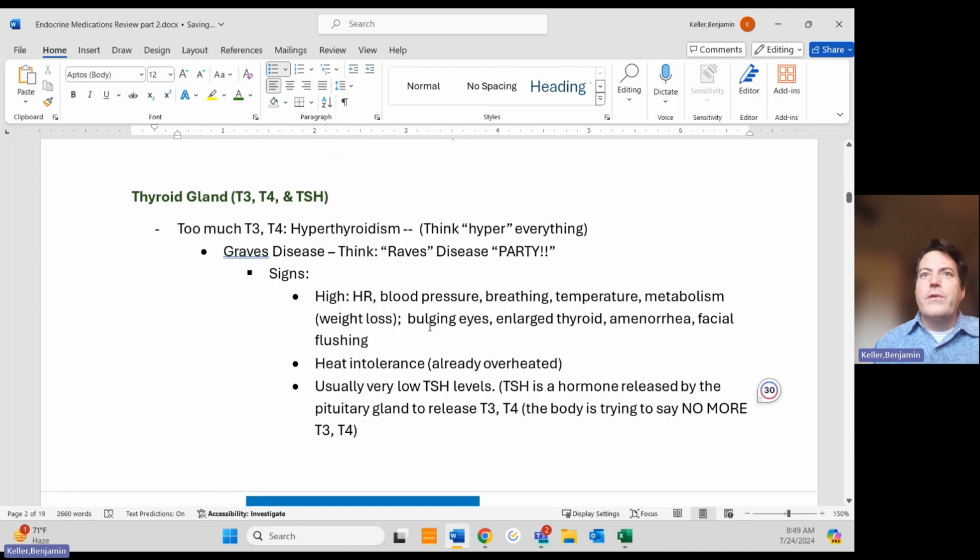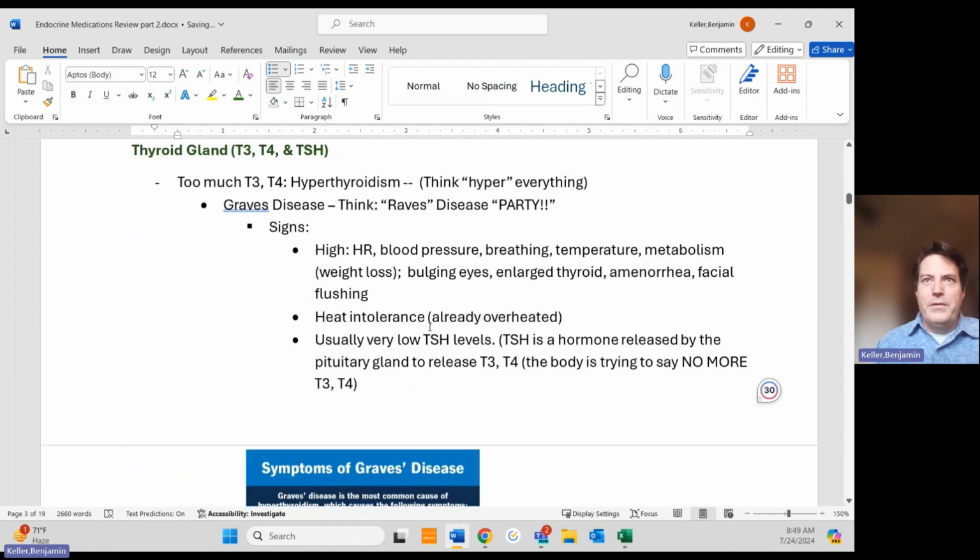We're going to take a look first at the thyroid gland disorders. You have three major hormones that have to do with the thyroid. There's T3, there's T4, and there's TSH. TSH is the thyroid stimulating hormone. It's the hormone that the pituitary gland releases to tell the thyroid, hey, make more thyroid hormone.